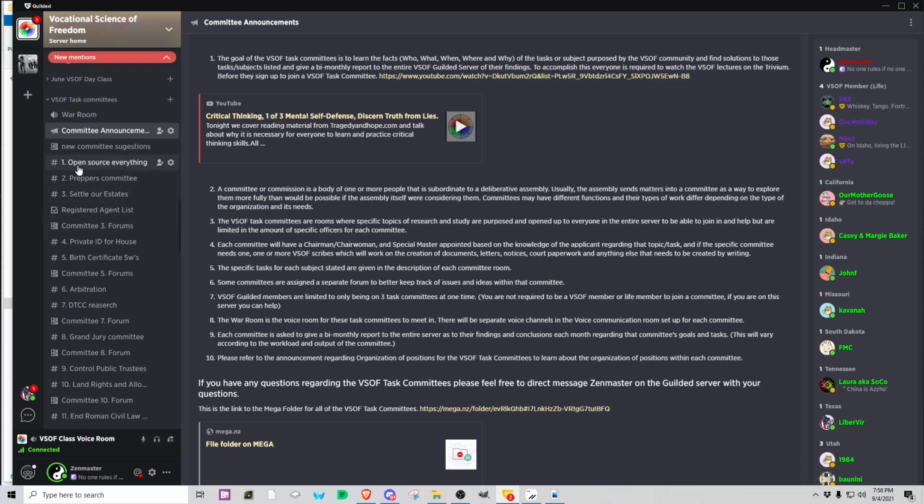So open source everything, preppers committee, settle our estates, and then there's a registered agent list and a forum for settle our estates. So these 2 are underneath number 3. Number 4, private ID for the house. That could kind of be something that could be brought up under settle our estates, but I really do want people researching that separately.